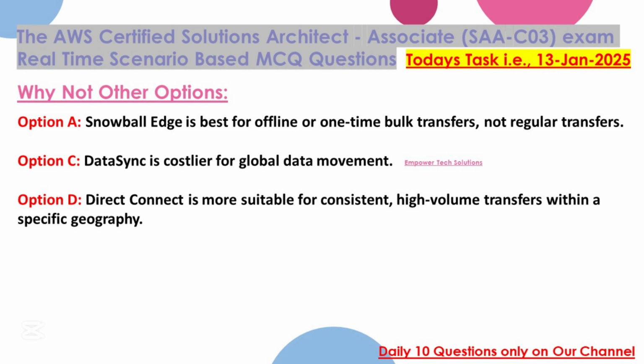Why not other options? Option A. Snowball Edge is best for offline or one-time bulk transfers, not regular transfers. Option C. DataSync is costlier for global data movement. Option D. Direct Connect is more suitable for consistent, high-volume transfers within a specific geography.